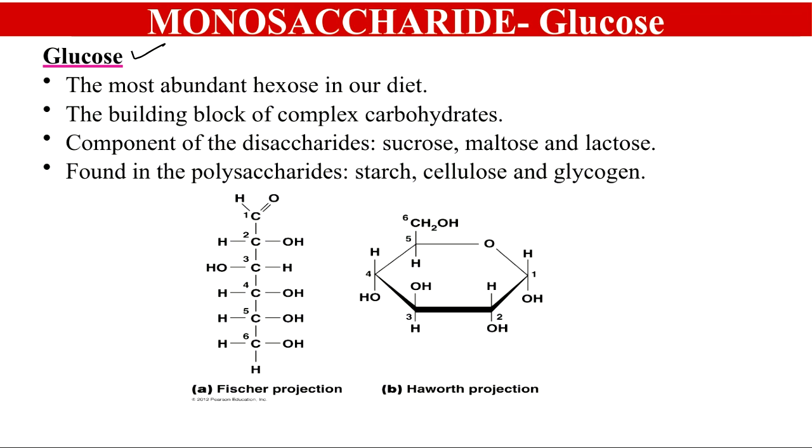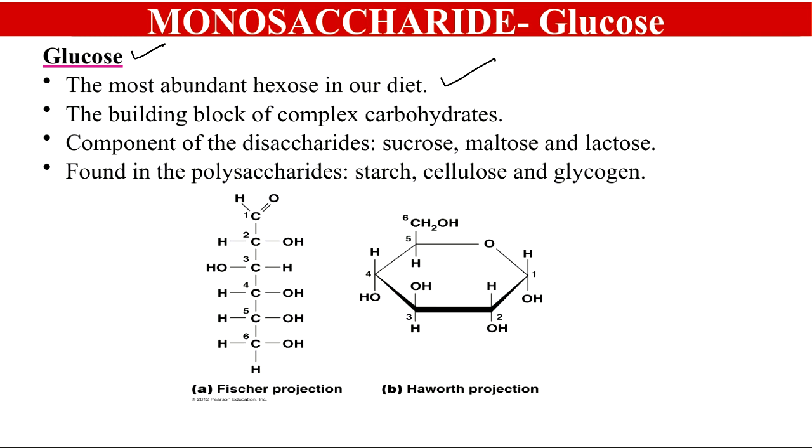I always ask my students to memorize the structure of glucose very carefully, because this is the one structure that is going to help you in understanding the metabolic pathways very nicely, especially the glycolysis pathway. So glucose is the most abundant hexose in our diet.